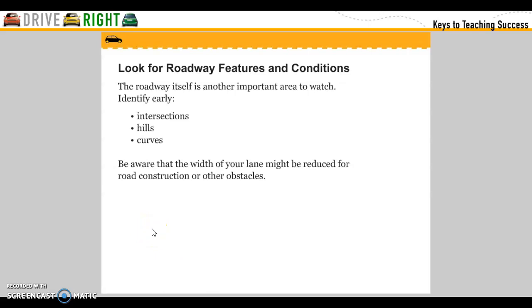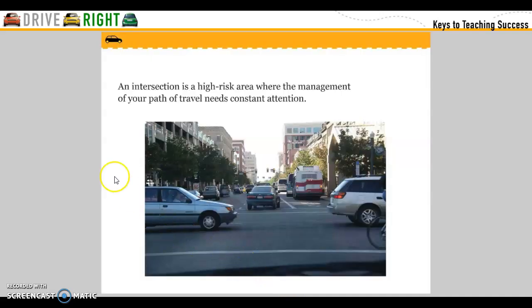Look for the roadway features and conditions. The roadway itself is an important area to watch. Identify early intersections, hills, curves. Be aware that the width of your lane might be reduced for road construction or other obstacles. An intersection is a high-risk area where the management of your path of travel needs consistent attention.